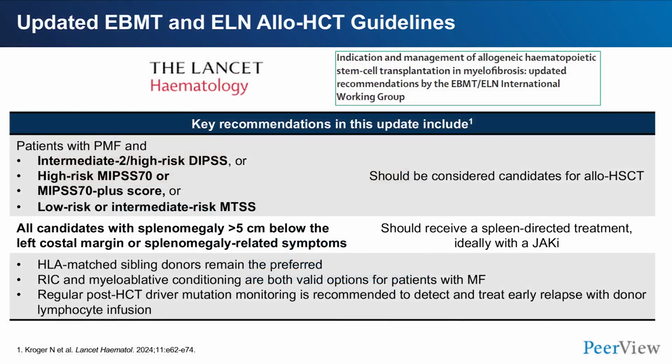Just to bring you a little bit more up to date, there have recently been some EBMT and European LeukemiaNet allo stem cell transplant guidelines. I won't read out the whole of the slide, but the two pertinent changes for me in this paper were, first, that patients should be considered if they have intermediate-2 or high-risk DIPSS or a high-risk, not an intermediate, but a high-risk MIPSS70 or MIPSS70 plus.